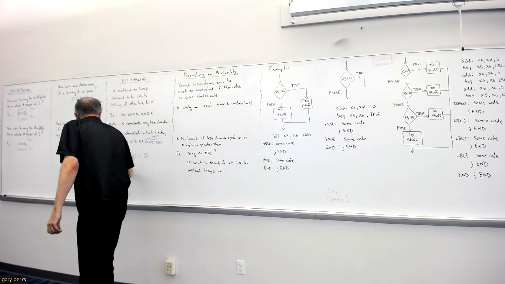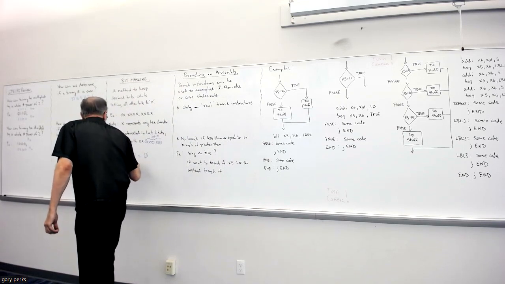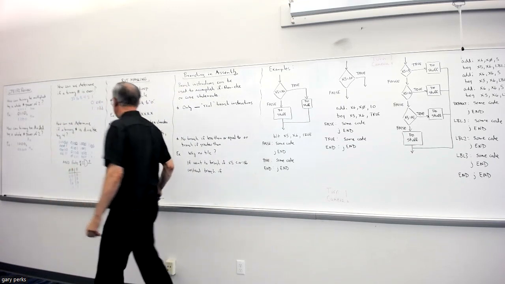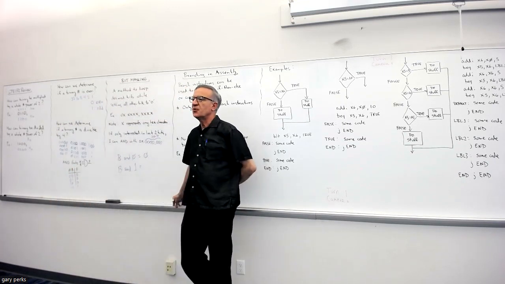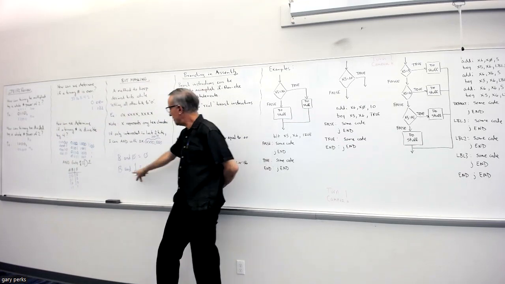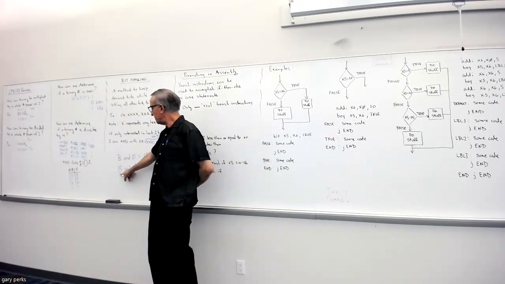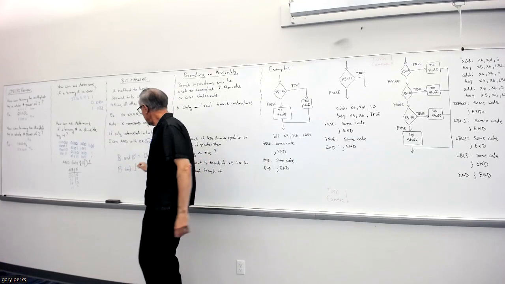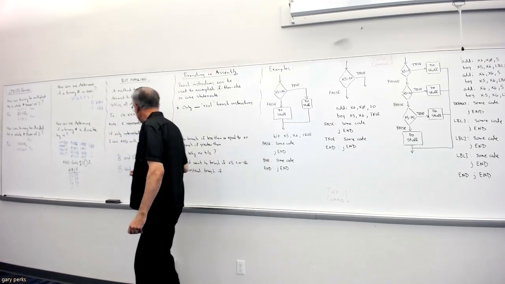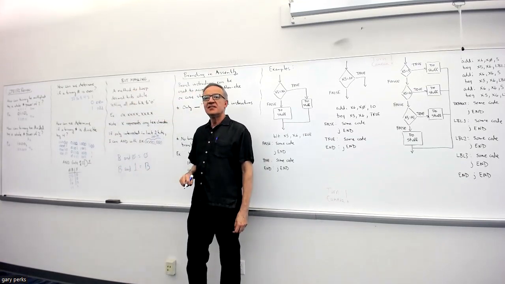But if I take a bit and I AND it with 1, what am I going to get? The bit, right? Because this bit could either be 0 or 1. So if it's a 0, I'll get 0 out. If it's a 1, I'll get 1 out. So if I take a bit and I AND it with 1, I get the bit.